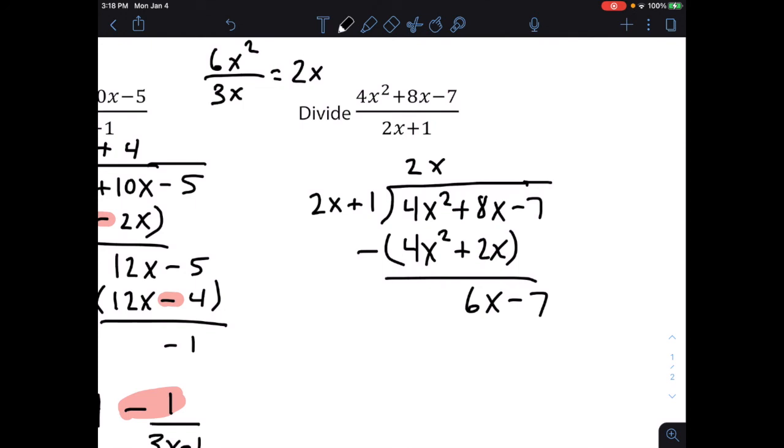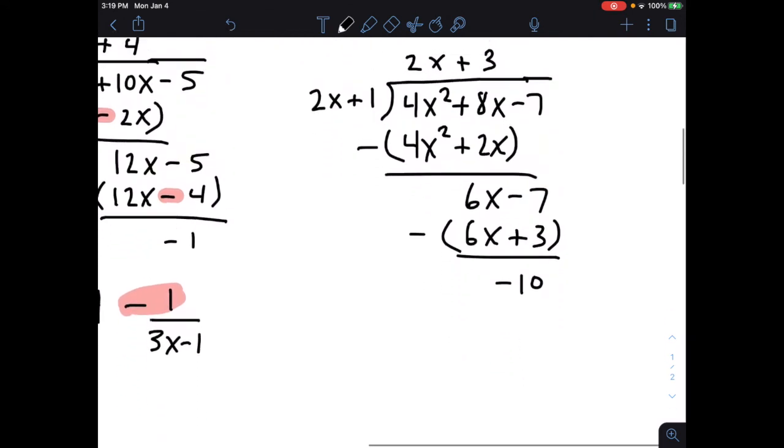And then 2x and 6x, I have to multiply by 3, so I'm going to do plus 3. So then I have 6x plus 3. And again, I'm subtracting that. So the 6x eliminates, but then I have negative 7 minus 3. Because it's positive, I'm subtracting, right? So it's negative 7 minus 3, so that's negative 10. And 2x doesn't go into negative 10, so I have a remainder.